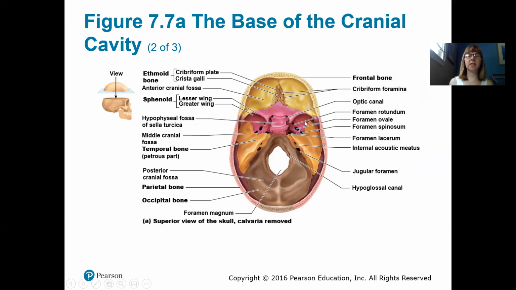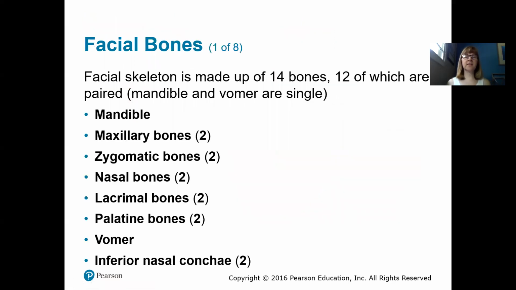Once again, a better look at the sphenoid bone, and you can see how it connects the occipital bone and the temporal bone, and above the parietal bones and the frontal bone. All right, so that was all of the cranial bones. That's the back of the skull. Now we're going to move forward to the facial bones.